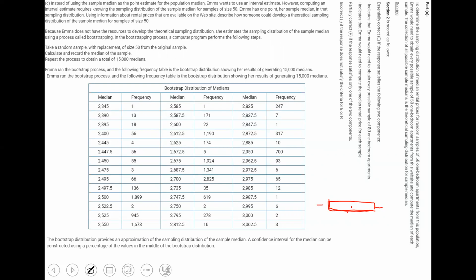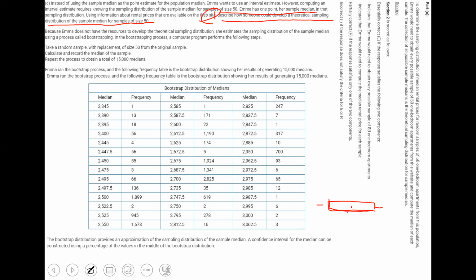Let's see, using information about rental prices that are available on the website, describe how someone could develop a theoretical sampling distribution of the sample median for sample of size 50. This was the question, guys. This is a question for part C. Describe how one would develop a theoretical sampling distribution for this size. And the answer should have been just, because we know how to create a sampling distribution, right?